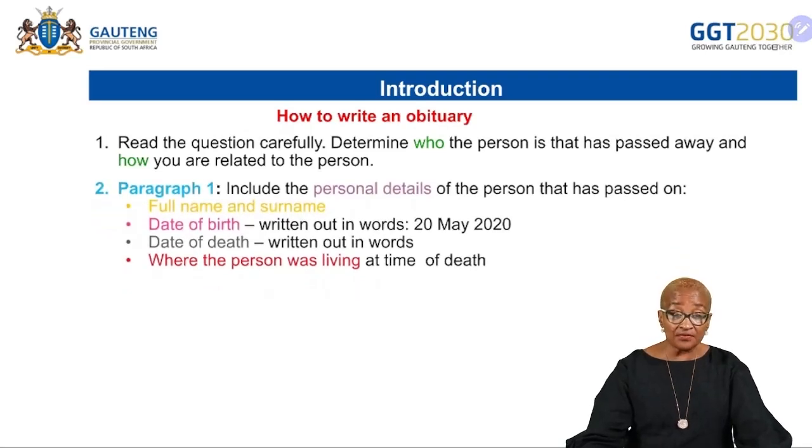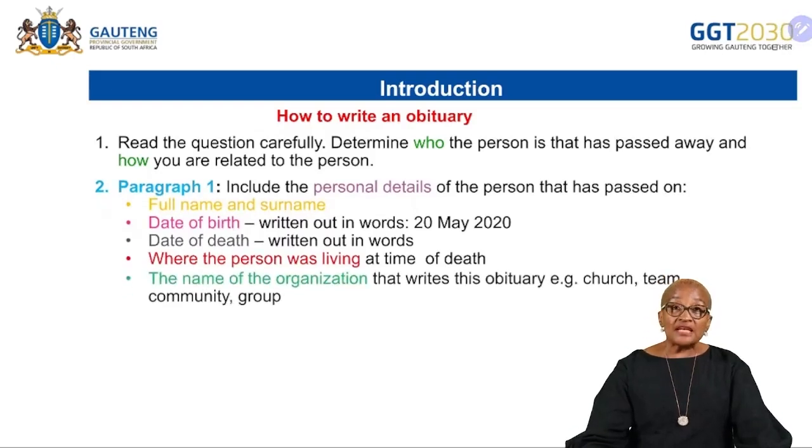In your first paragraph, you need to include the personal details of the person that has passed on. That is, the full name and surname, the date of birth. This must be written out in words. That is 20 May 2020. The date of death, it must also be written out in words, where the person was living at time of death.